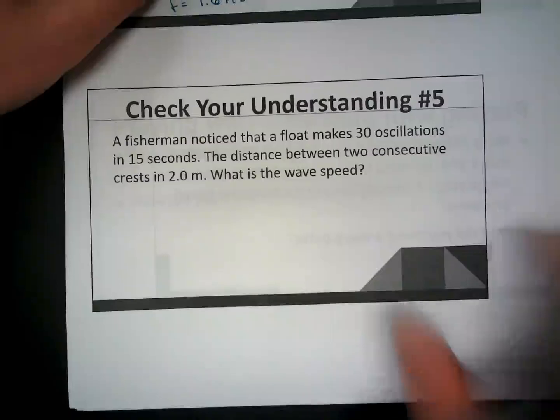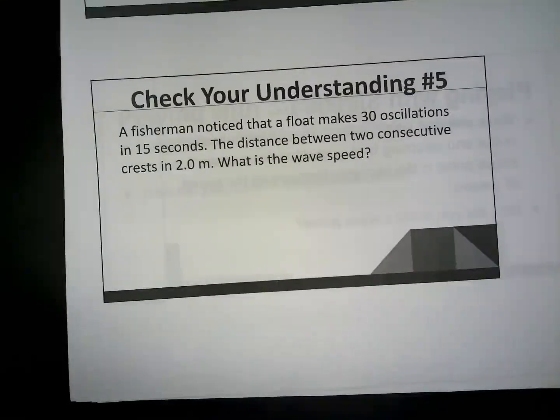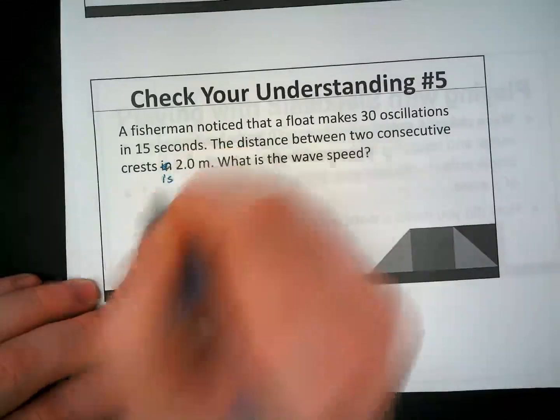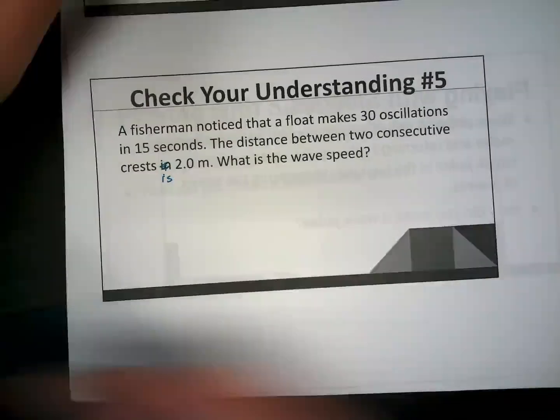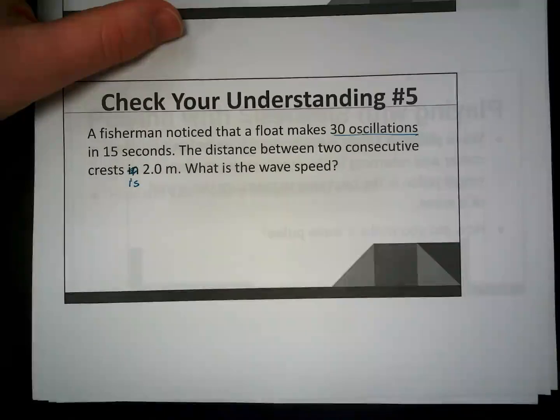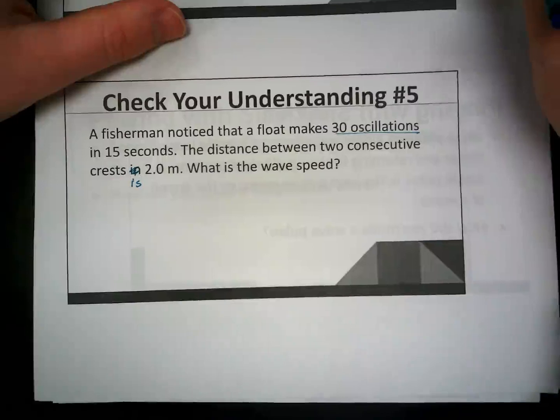So a fisherman, now this one's where we're going to actually do some actual calculations here. A fisherman noticed that a float makes 30 oscillations in 15 seconds. He also noticed that the distance between 2 consecutive crests is 2 meters. What's the wave speed? What's the wave velocity here? So we've got a whole lot of things to unpack here. So 30 oscillations, that just means that we saw 30 waves produced in 15 seconds is what we saw here.